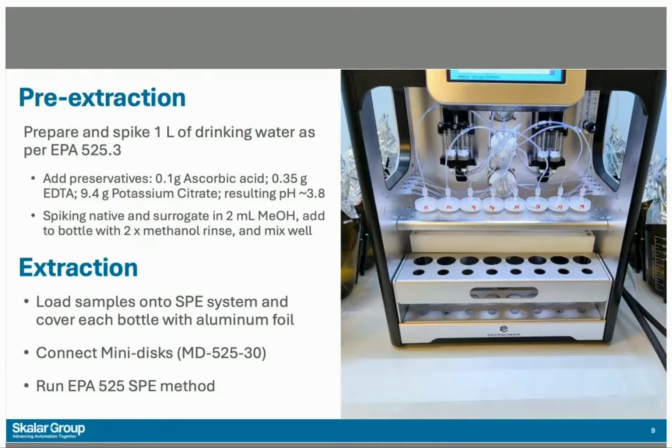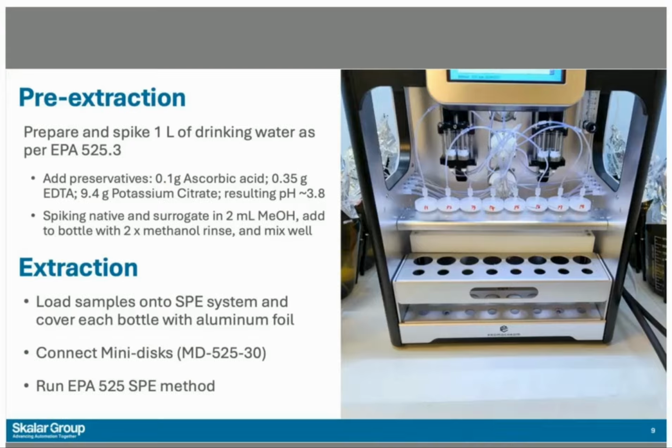Then nothing too surprising with the pre-extraction steps, really just, again, following the method as written, adding preservatives, spikes, making sure the pH is adjusted properly. And then the samples are loaded onto the SPE03. You can see them here in the amber glass bottles with some aluminum foil. Found a couple light-sensitive compounds that benefited from amber glass, and a couple volatile compounds benefited from covering the top of the bottles with the foil.